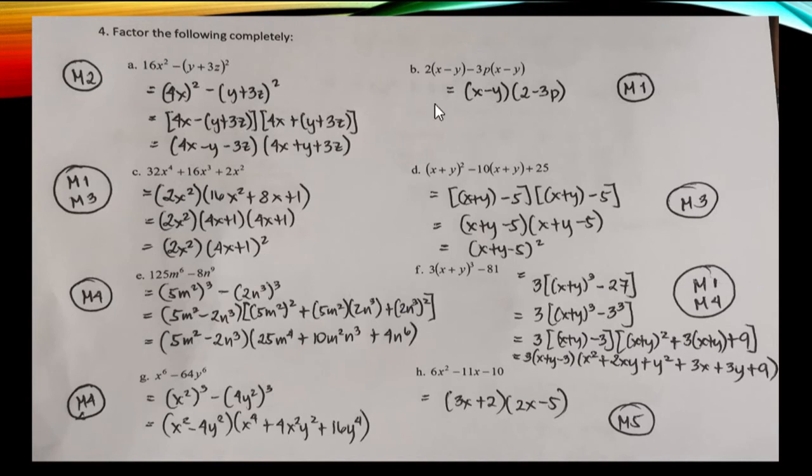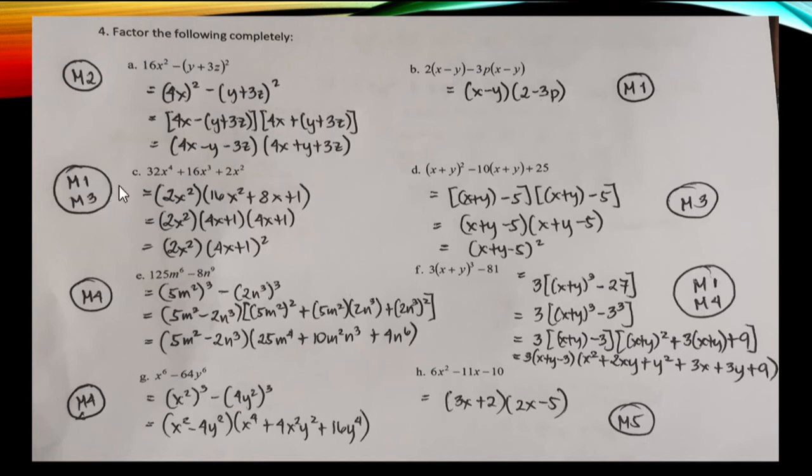Okay, letter B. 2 times x minus y minus 3p times x minus y. So, atong gigamit is our method 1 since naay sila common factor. So, atong gilain atong GCF. So, ang GCF is x minus y. So, x minus y multiplied to pila na bilin, ang 2 minus ang 3p.